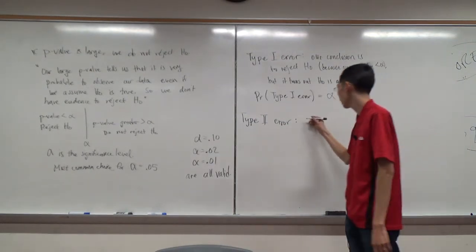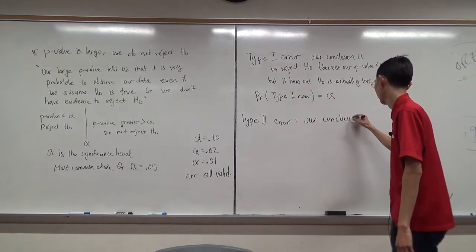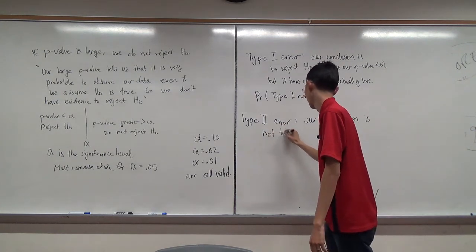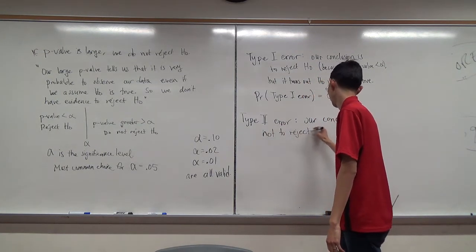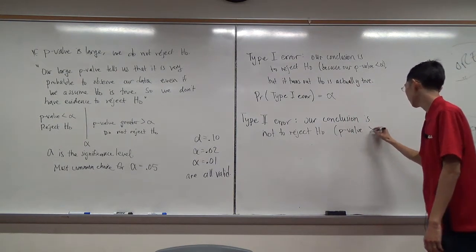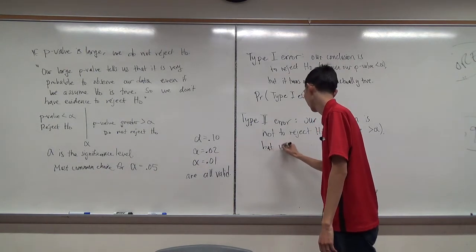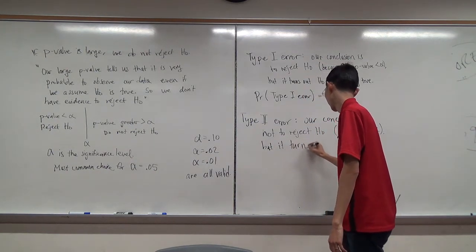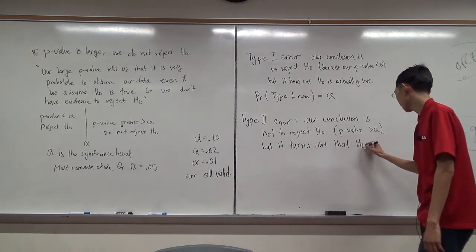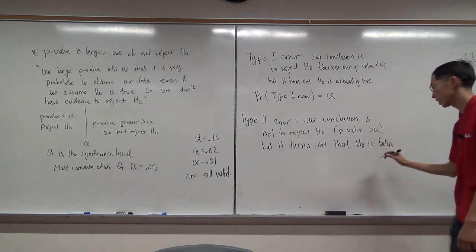So our conclusion here is not to reject the null hypothesis, again because the p-value here is greater than alpha. But it turns out that the null hypothesis is false. So we should have actually rejected it.